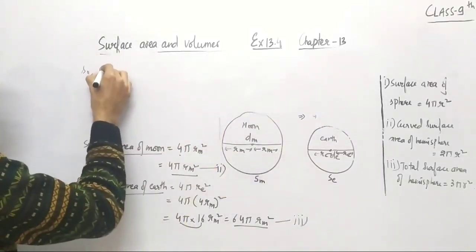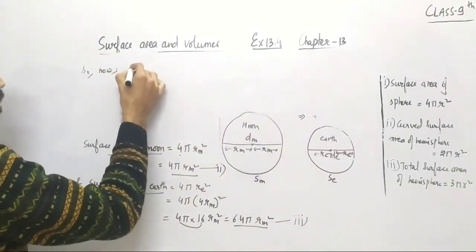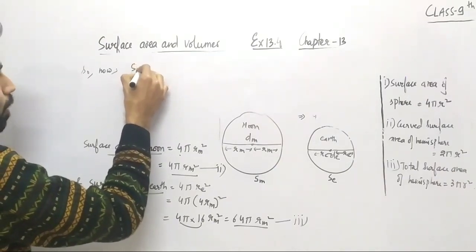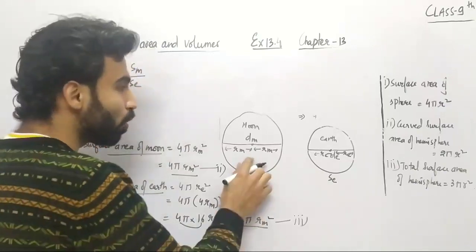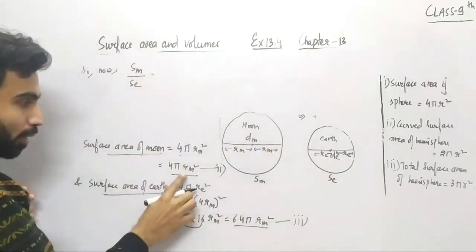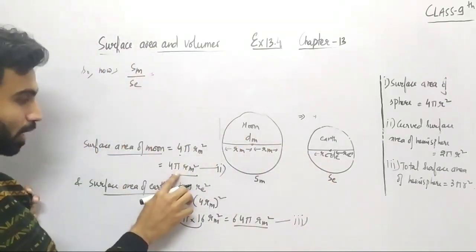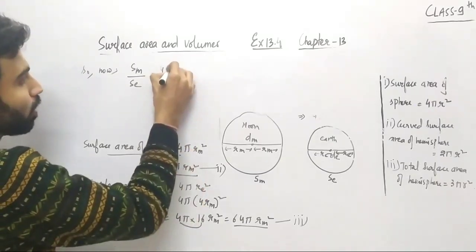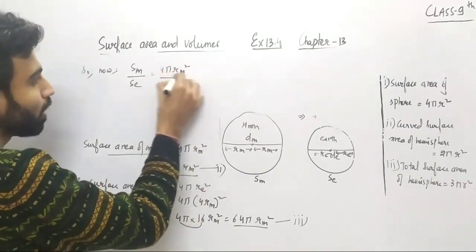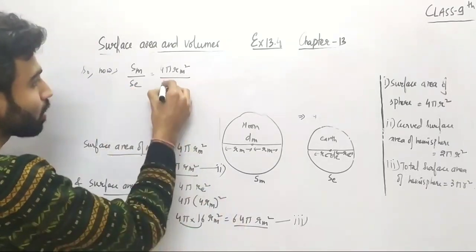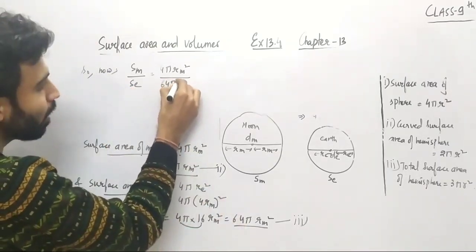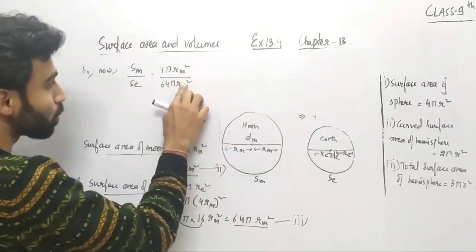So now you can see the SM upon SE, that is the ratio of the surface area of moon and earth will be, you can see surface area of moon के आपके पास, that is 4 pi rm square. So let me just write that, divide by आपके पास देख सकते हैं surface area of earth कितना है, that is 64 pi re square, sorry rm square, right?